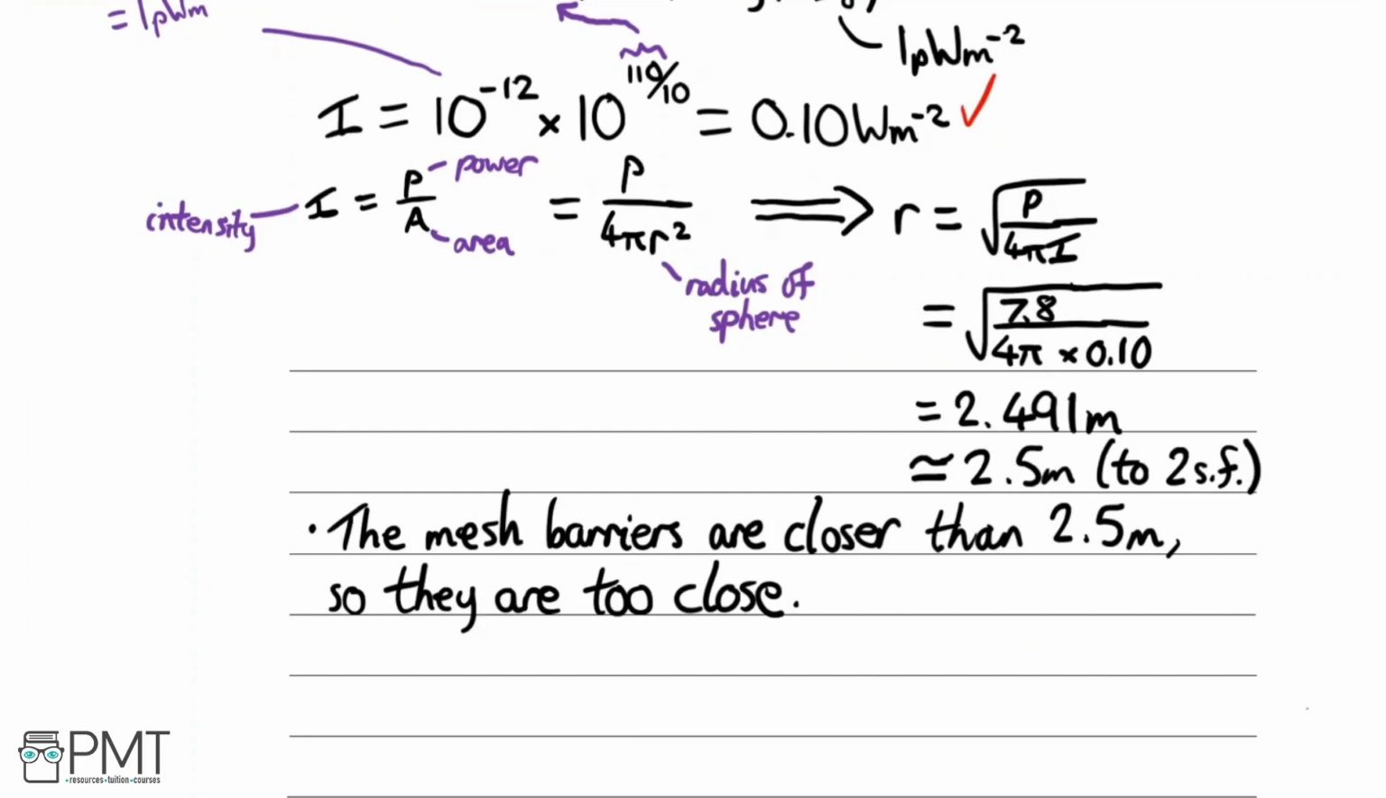Now, in terms of marks for the rest of this question, you'll get another mark for correctly using the intensity power area equation, which is adjusted for the surface area of a sphere. You'll get a third mark for correctly calculating the safe distance to 2 significant figures. And then your fourth mark will be for making the concluding statement that the barriers are too close. So 4 marks there.